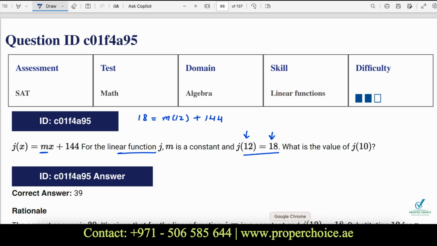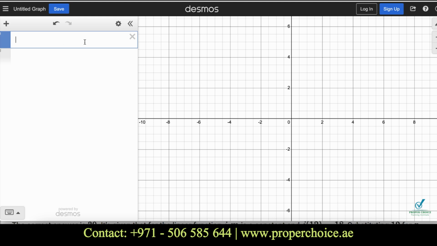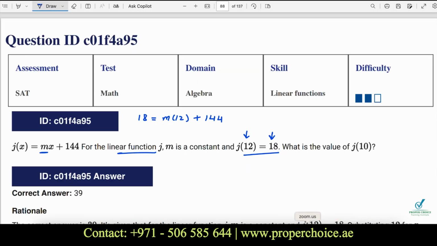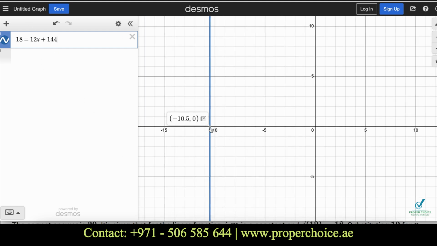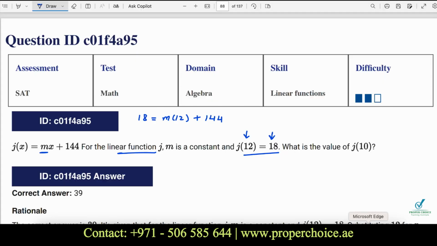You can use Desmos to get that answer. So 18 equals, what is the value? I can say here 12 times x plus 144. So 12x plus 144. As I told, I'm typing m as x here. The graph always goes this way. So the value of m is going to be minus 10.5. So we are getting the value of m here as minus 10.5.